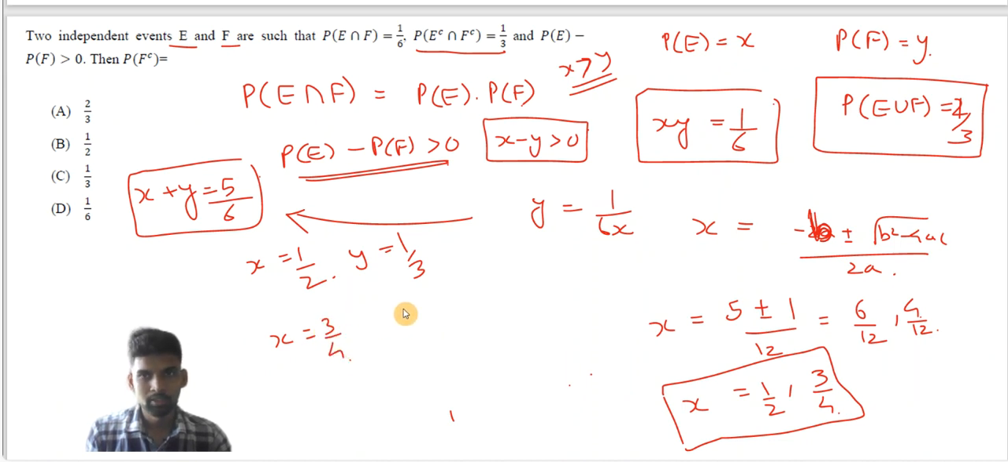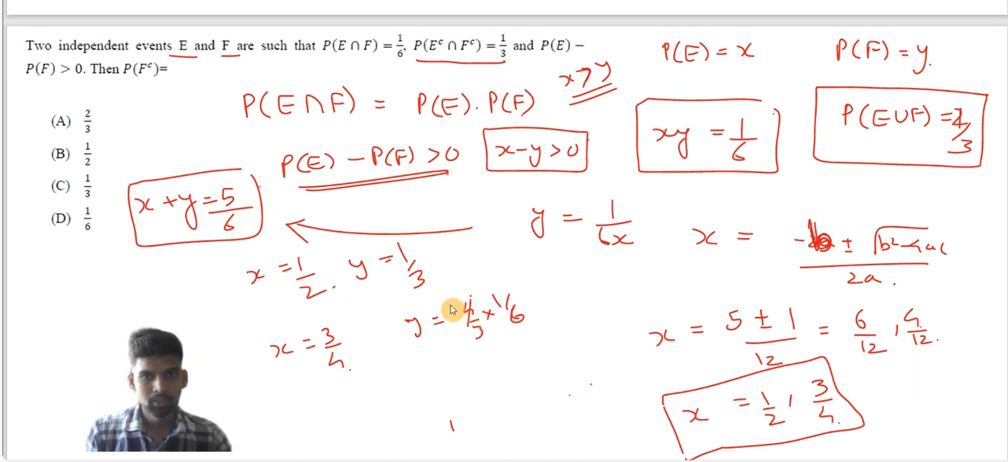X is 3 by 4 and y will be equal to 4 by 3 times 1 by 6, that is 2 to the 4, 1 by 9. Okay, or anything different? So x minus y for the first case is 1 by 2 minus 1 by 3, so it is 3 minus 2 by 6, that is equal to 1 by 6, which is greater than 0. And for the second case it is 3 by 4 minus 1 by 9.